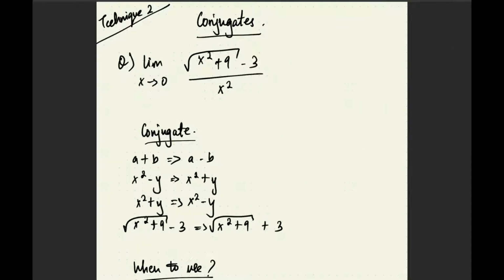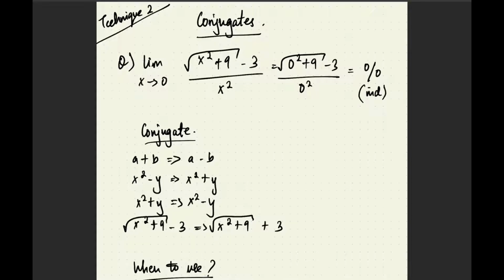Hey everyone, so we're going to continue from where we left last time. So let's try and evaluate this limit over here. As usual, we're going to try and plug in first. So let's just plug in x equals 0 everywhere. So this is going to give us 0 over 0, and this is an indeterminate form.